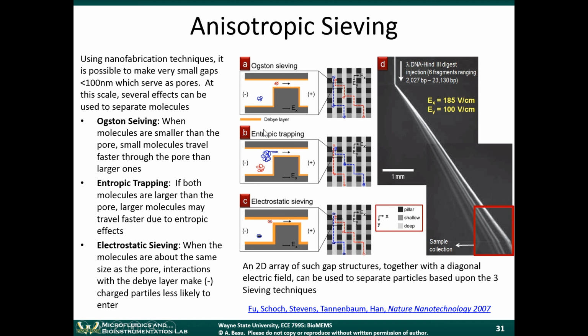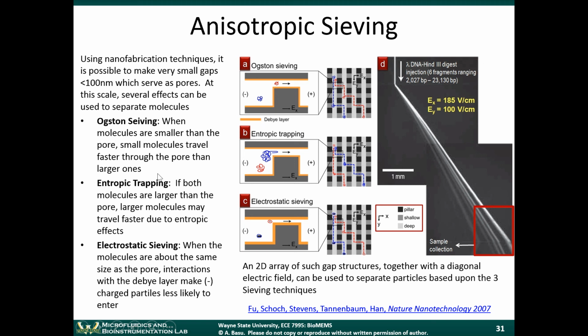First of all, this is the nanogap. There's a pillar structure here, and there's a cap on top of it. Between those two structures, there's just a 100 nanometer gap. There are microfabrication and nanofabrication techniques that you can use to make such gaps, and to make them relatively reliably.